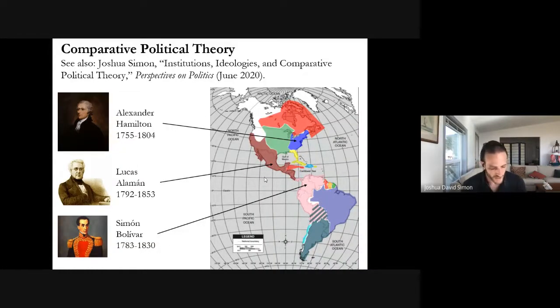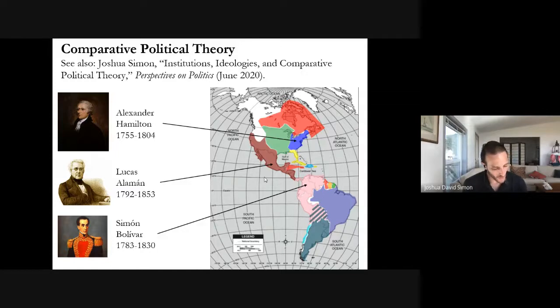First, let me give you a brief sense of how I support my interpretation and explanation of the ideology of Creole revolution systematically, using a method that I call comparative political theory, which I've explained in a recent article that's noted there. So the bulk of my book consists of in-depth studies of three carefully chosen Creole revolutionaries: Alexander Hamilton in the United States, Lucas Alamán in Mexico, and Simón Bolívar in Venezuela.